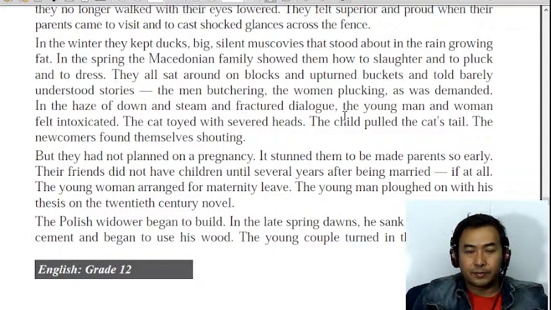fractured dialogue, the young man and woman felt intoxicated. They felt like they were superior. They started talking and talking, and they thought that the people were understanding what they were speaking, while the others were telling stories in fragments of dialogue which could hardly be understood. The cat toyed with several heads. The child pulled the cat's tail.